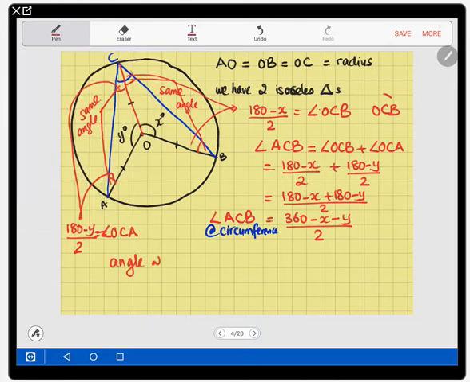Angle at center is what? Is angle AOB. Not any other business, all right? AOB is AOB, right? And what is AOB? What is this angle? Very simple. It's 360 minus x minus y.